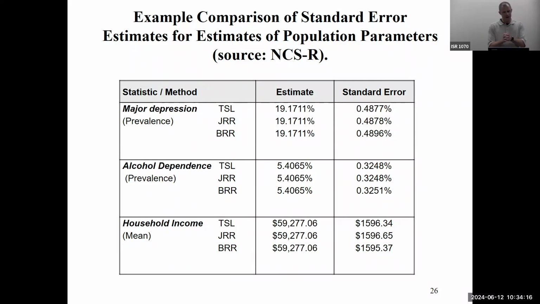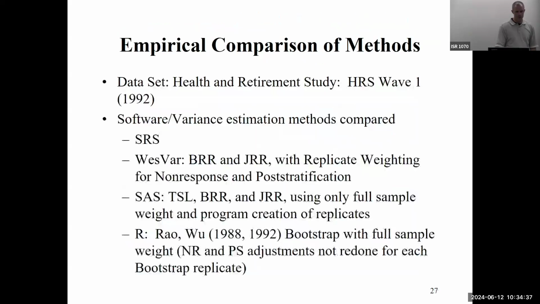That aside, it's up to the data producer what information they want to provide. Okay? They want to provide stratum and cluster codes for linearization, that's fine. If they want to just provide replicate weights, that's fine too. Data users are going to arrive at the same general inferences. Okay? So it really boils down to what the data producer wants to do. Okay? Here's another empirical comparison.